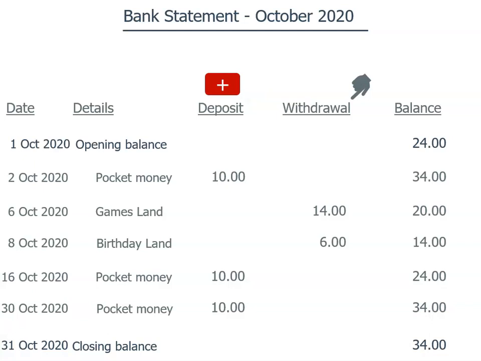We've got a withdrawal column. That's when we take money out or spend money. So let's put a subtraction sign there. And what's left after we add and subtract is the balance. So let's put an equals sign there.